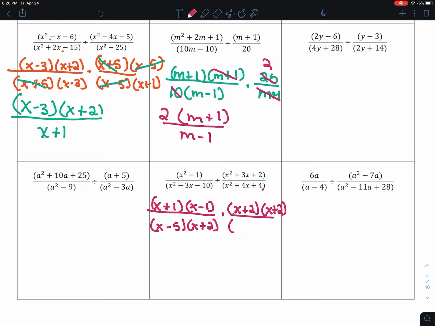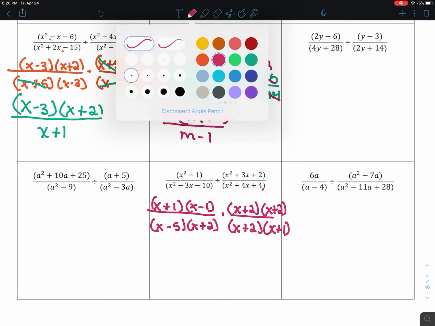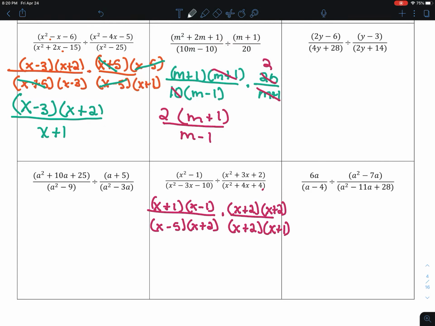Don't forget you flip it. And at the bottom, what can I multiply to get 2 and add to get 3? It's just 2 and 1. And who can we cancel? x plus 1, x plus 2. Those cancel each other, but then I can cancel diagonally here, and I have x minus 1 over x minus 5. All right, so pause the video and do the next 3 and come back when you're done. Okie dokie, welcome back.